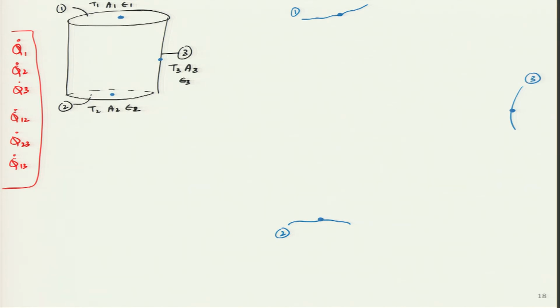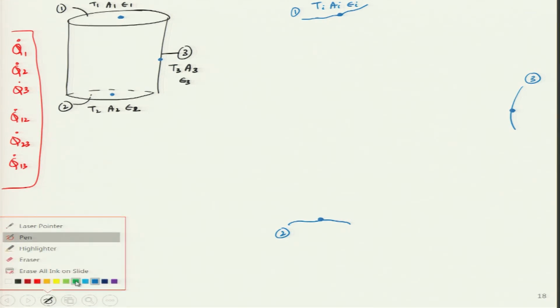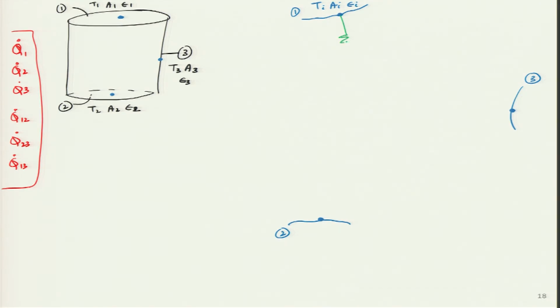And for each of these surfaces, again Ti, Ai, epsilon I are known for all three. So, I am not going to write all of them together. Now, we will follow the same process. I think now students can do it very fast. So, can I do it a little fast over here?